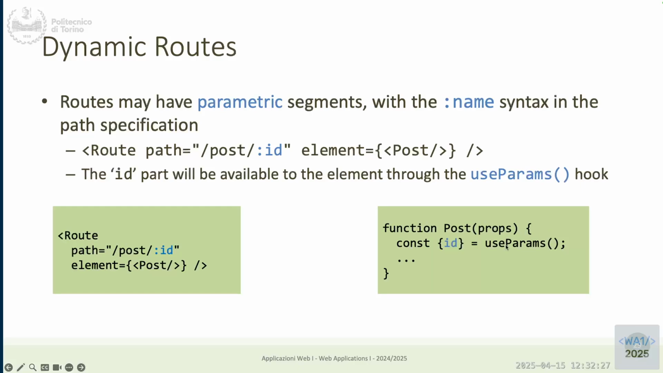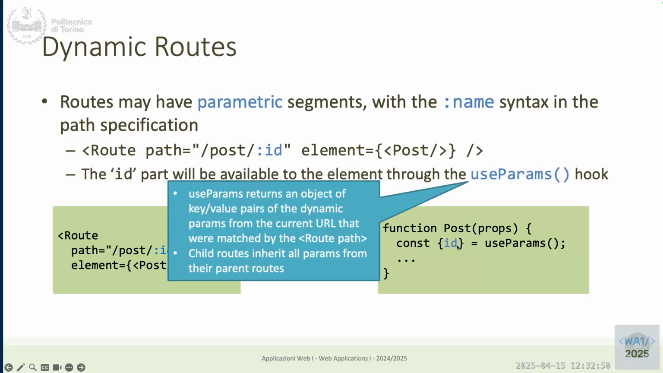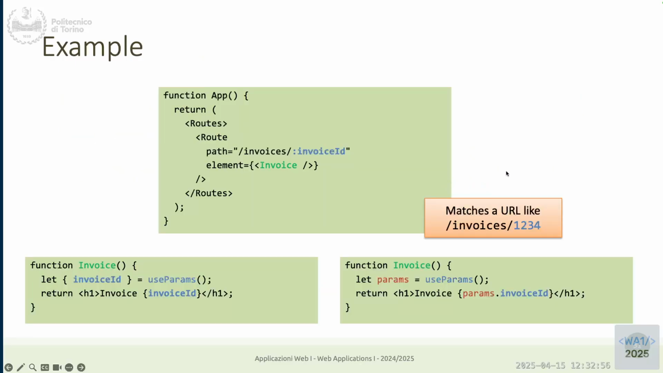useParams will collect all the parametric routes, so you could have a route with many parameters inside. useParams will give you all of them, not just the last one. And so you extract the one that you need by taking a given property of the object, for example. useParams always returns an object with one or more properties, and we just extract the properties that you need. Okay, this was just an example of how to call an element with a parametric route and how to extract this information in the children.